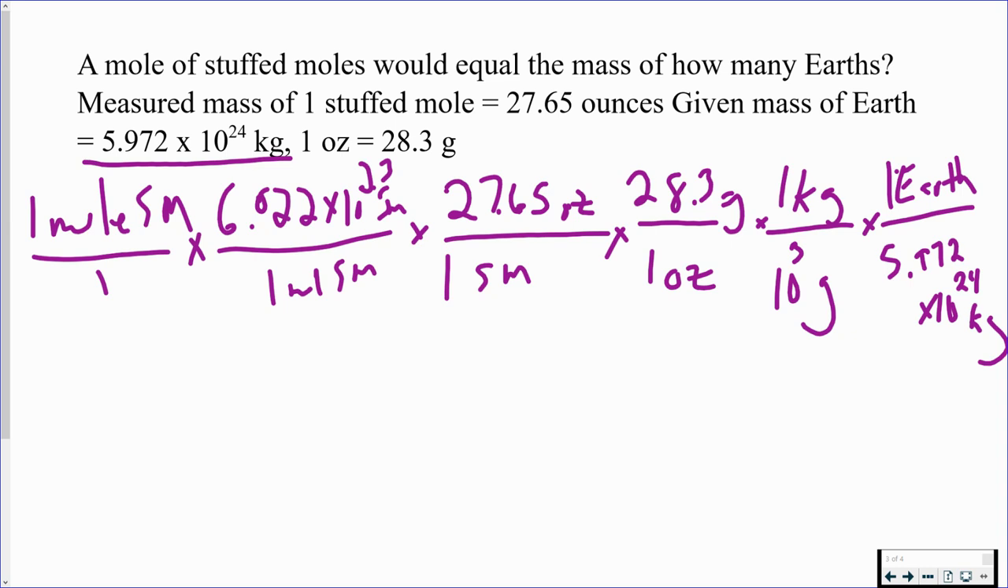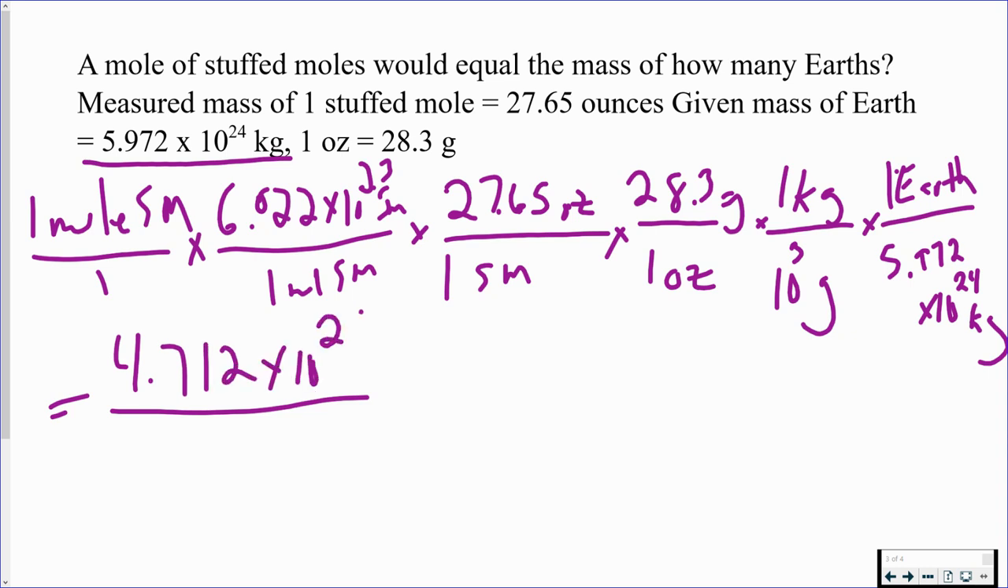And there's our work. So again, we're going to set up this intermediate factor. You take the tops and multiply them together: 6.022 times 10 to the 23rd times 27.65 times 28.3, and you should get 4.712 times 10 to the 26th. On the bottoms, you have 10 to the 3rd and our mass of the Earth, so we just add that 3 to the exponent. So you get 5.972 times 10 to the 27th.